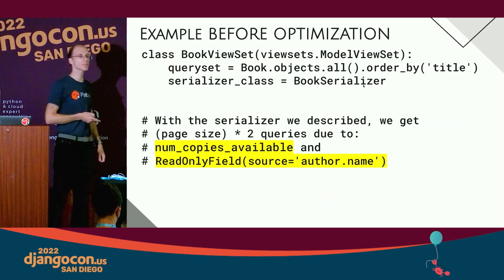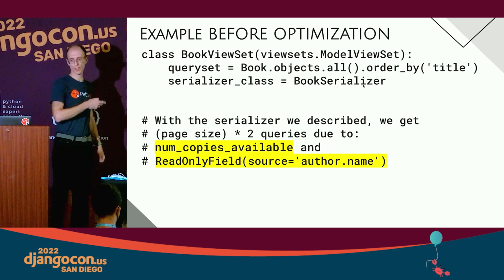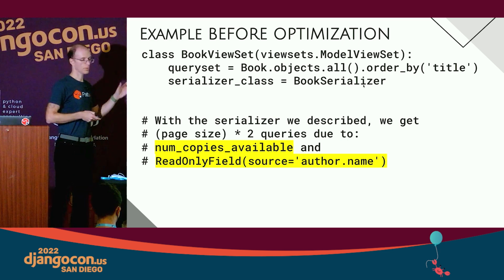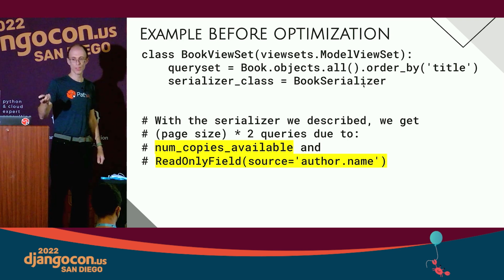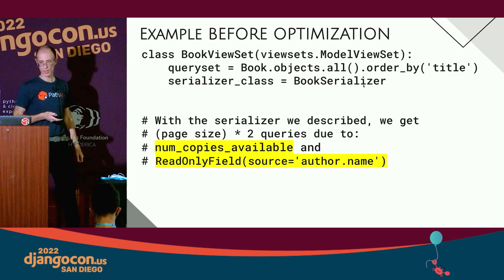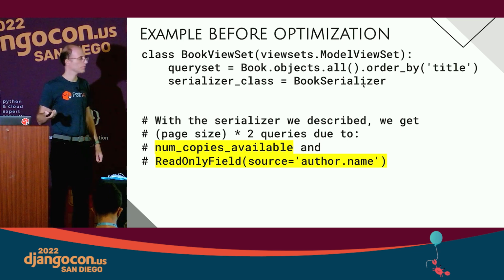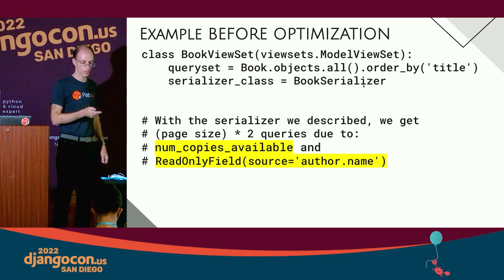So, specific examples. If you go back to what we had before, that serializer that I showed with a couple of fields, it's probably being used by something like this book view set. It has the basic query set of books, and it uses the serializer, and then you have that inherent cost of 2 queries per instance, as I mentioned earlier.